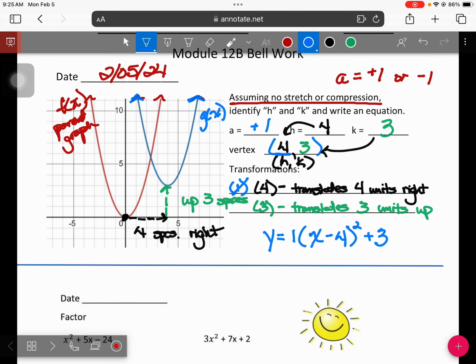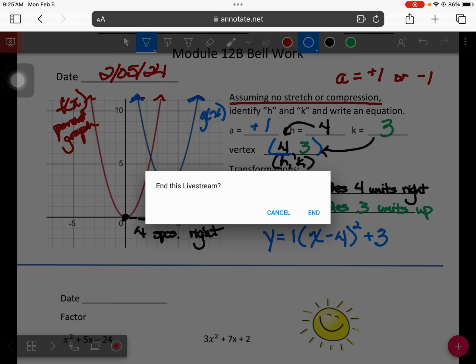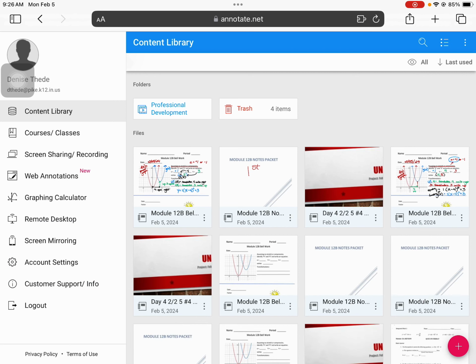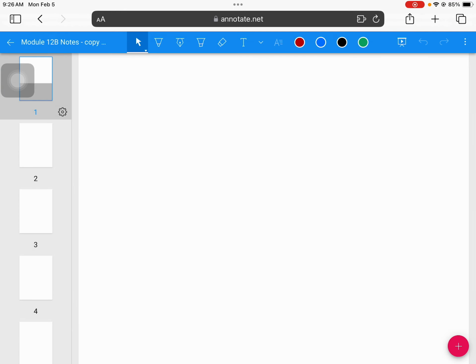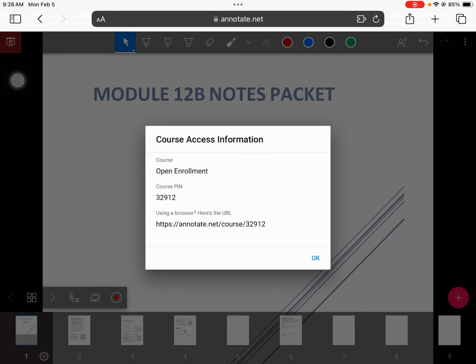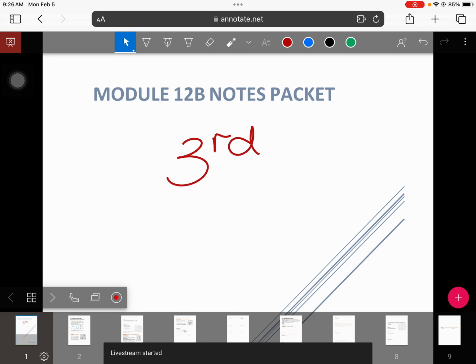Any questions about this bell work? Okay, hang on to this, put it to the side. Let's take out those notes. So, new packet, module 12B notes packet. This is third period. I do one of these for each class. That way I can know exactly where we stopped.